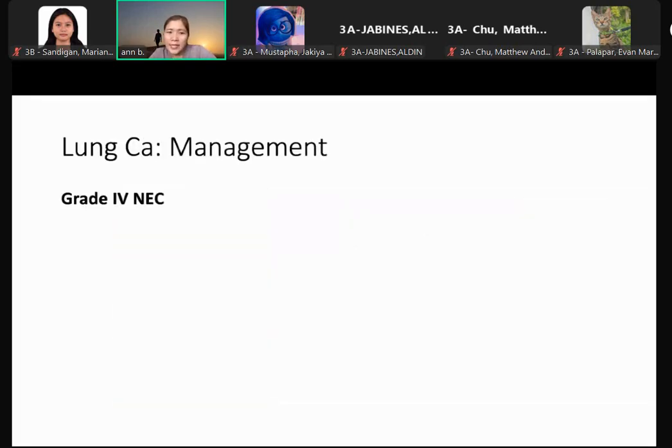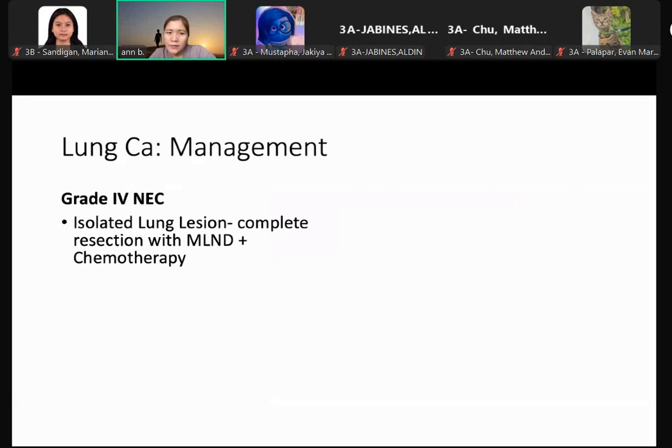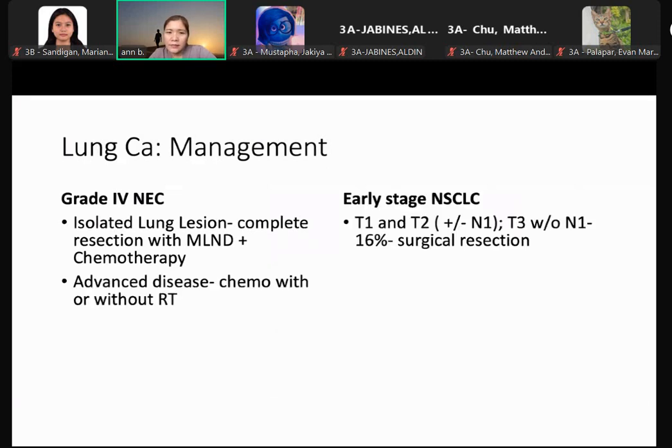So, lung cancer management for grade 4 NEC or neuroendocrine tumor. In a patient with an isolated lung lesion with grade 4 NEC, again, complete resection with mediastinal lymph node dissection plus chemotherapy is recommended. With advanced disease, chemo with or without RT.